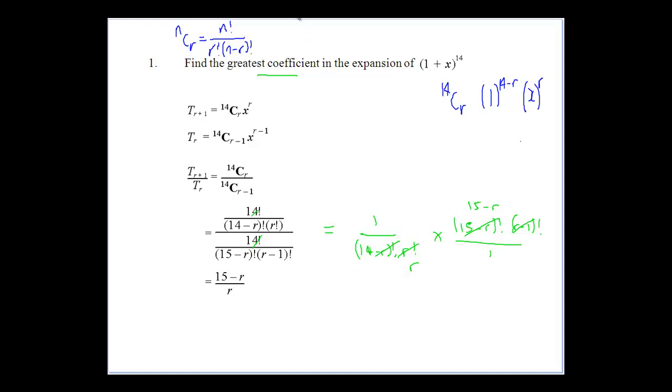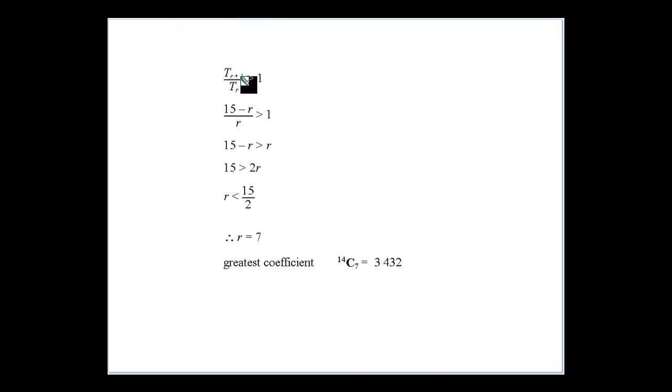And then we get the same process. If it's going to be the greatest coefficient, where is the ratio greater than 1? So the ratio is greater than 1 when (15 minus r) over r is greater than 1, or 15 minus r is greater than r, or 15 is greater than 2r, or r is less than 15 on 2, which is 7.5. So it's greatest when r is equal to 7. So up to 7, that would be our greatest coefficient. So the greatest coefficient would just be 14C7 because all the other numbers in the expression were 1. So that's going to be our greatest coefficient.